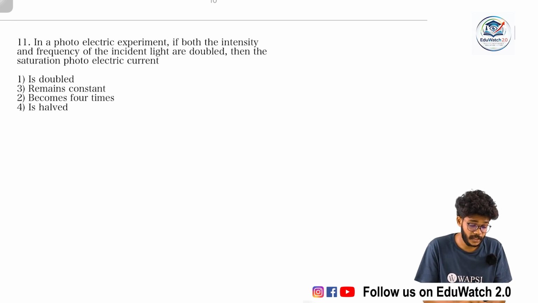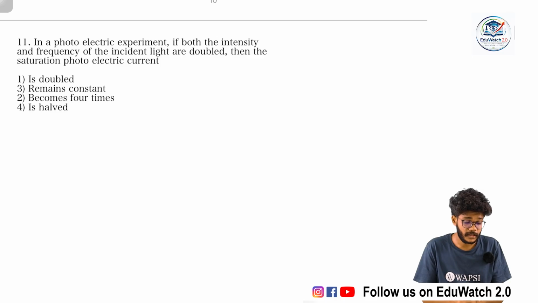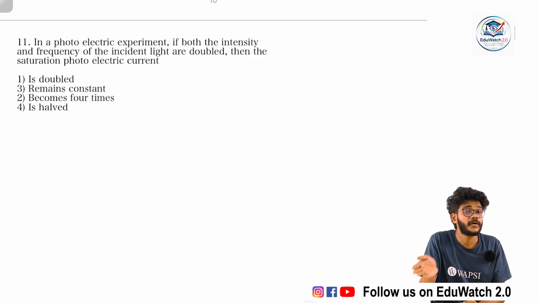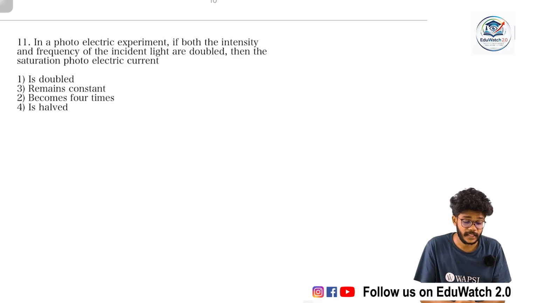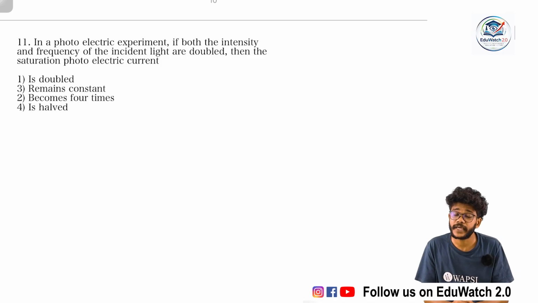Options 2, 3, 4 are incorrect, and someone may try to answer that it becomes 4 times. That is incorrect, because the current depends only on the intensity, and the stopping potential depends on the frequency.